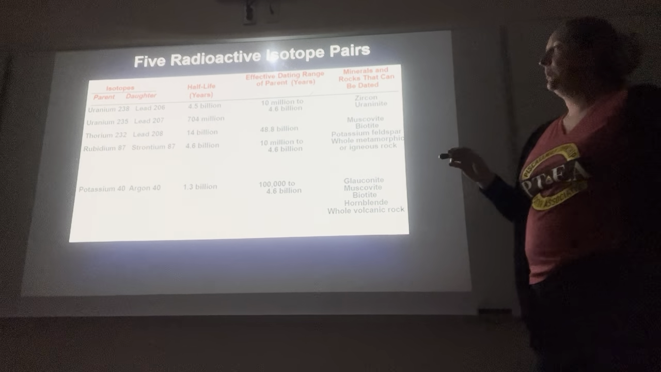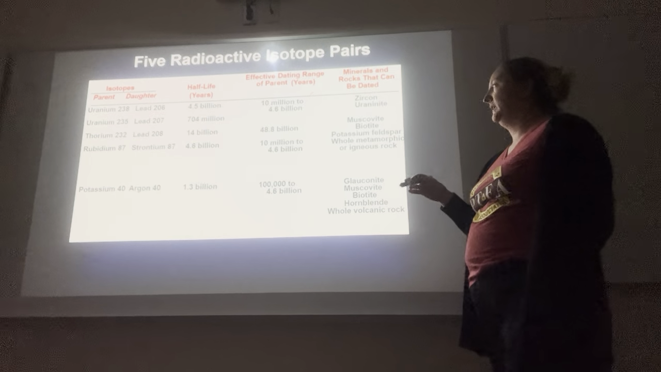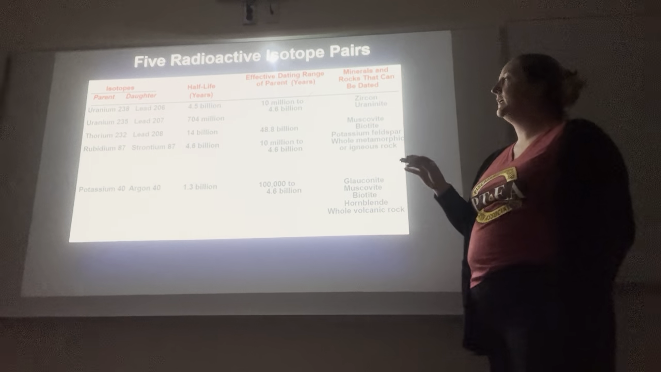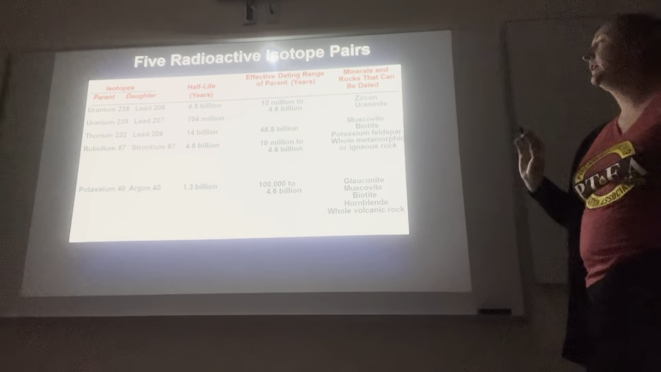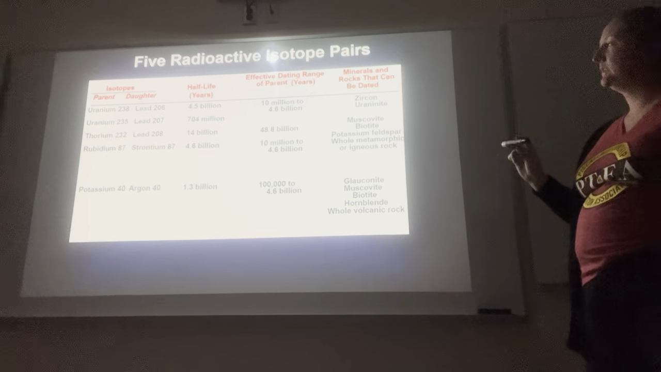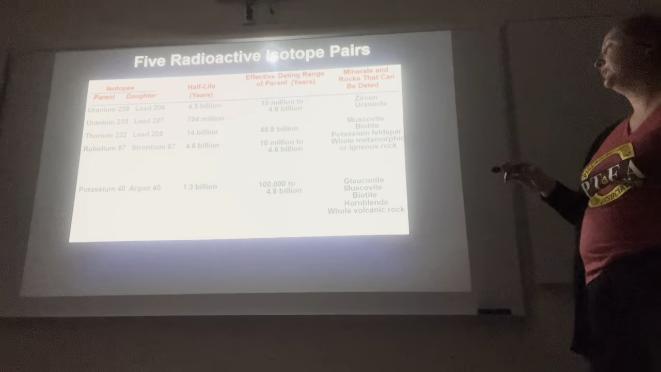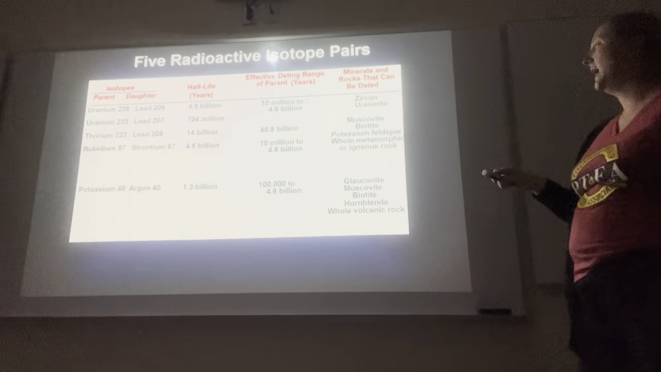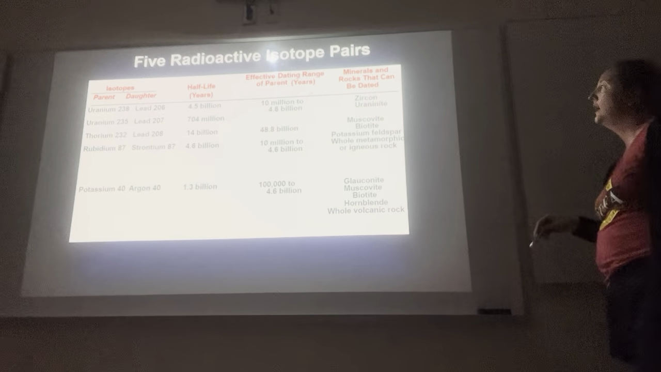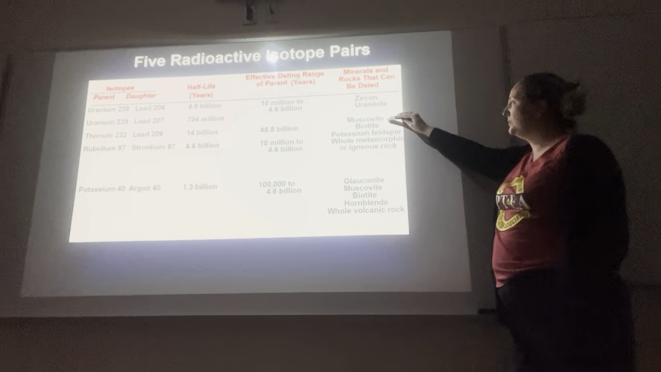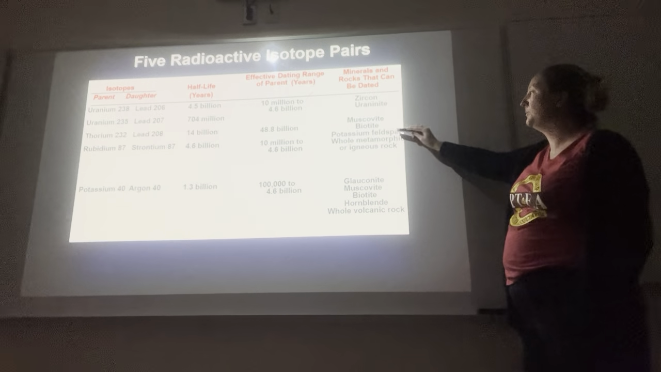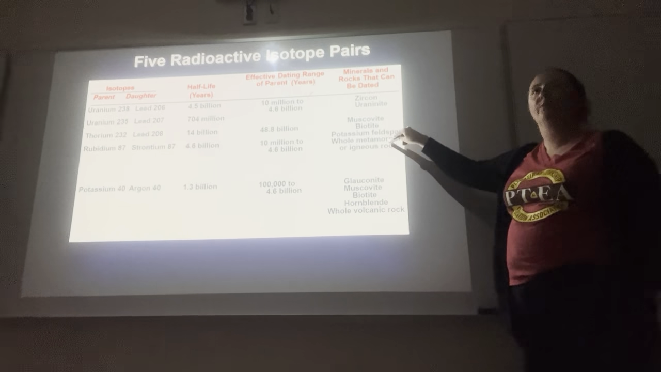Thorium-232 decays to lead-208. Its half-life is about 14 billion years. Rubidium-87 decays into strontium-87, half-life of 4.6 billion years. And then potassium and argon, potassium-40 decays into argon-40. It has a half-life of about 1.3 billion years. You can maybe start to recognize some of the terms here: muscovite, biotite, potassium feldspar. All of these are different silicate minerals.